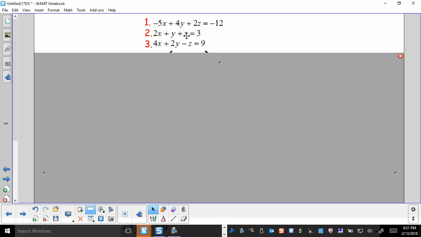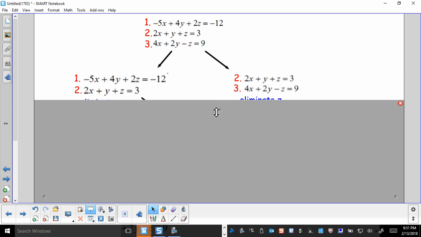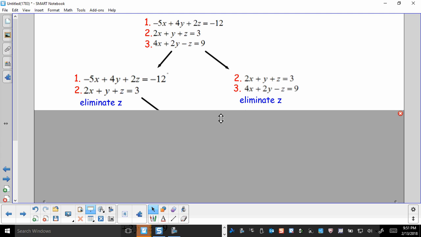So here we have the 3 equations, and we're going to think of the first one as equation 1, then equation 2, and equation 3. We're going to create 2 systems by writing equation 1 and 2 together and 2 and 3 together. Then we're going to look at each system and decide which variable we want to eliminate from that system. It's going to be the same one. So today, in this instance, we're going to go ahead and eliminate z from both sides.